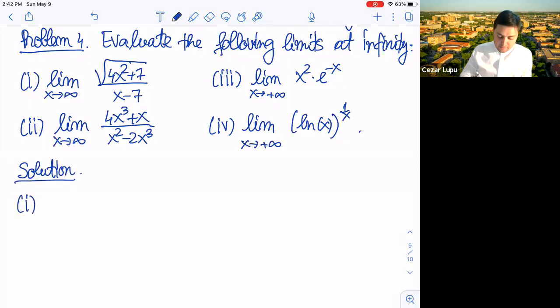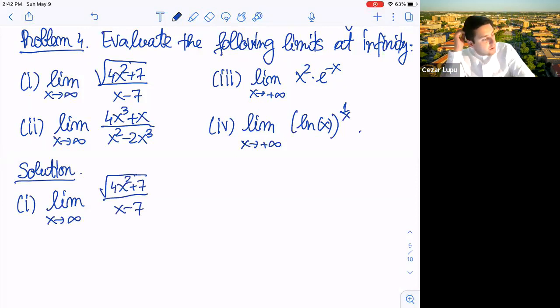Let's see the first one. The limit as x approaches infinity of the square root of 4x squared plus 7 over x minus 7. First of all, I'd like you to tell me what kind of indeterminate form do we have here? If we plug in infinity, this would be infinity over infinity, right? Great. We can apply L'Hôpital's rule. I'll leave it to you as homework, but I like to do it in a different way. I have the square root there, so I'll force a factor of x squared out of that square root, and then I'll force a factor of x on the bottom. All right, let's do so.